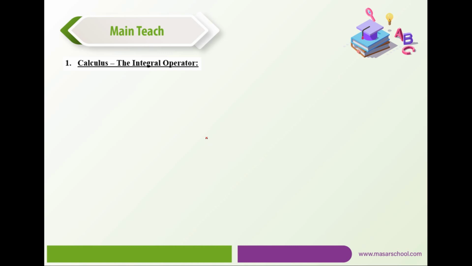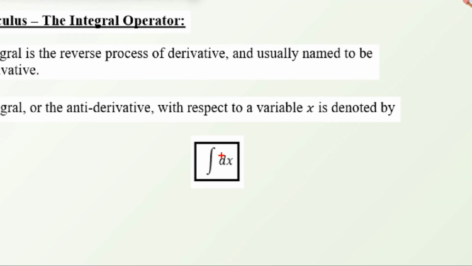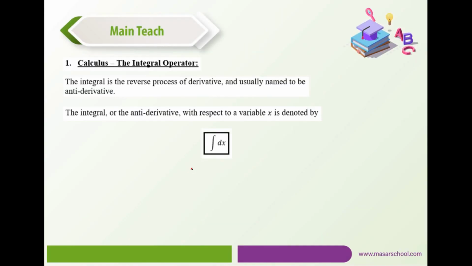In today's video, we're going to check the operator, which is the integral, and this is considered the reverse process of the derivative. The integral is the reverse process of the derivative and is usually named the antiderivative. The integral or the antiderivative with respect to a variable x is denoted by this notation. The linkage between variables of motion can be completed using integrals.